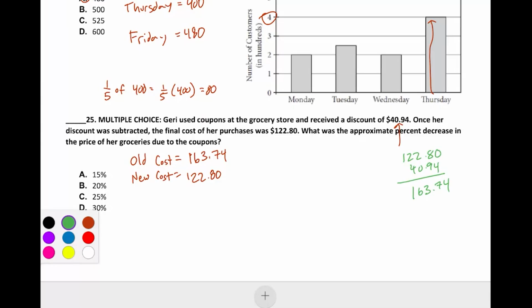Okay, now that we have that, we can set this up really no problem. We've got the new cost, which is $122.80, the old cost, which is $163.74, divided by the original cost, $122.80. So, time to once again, going back to your calculator, $122.80 minus $163.74 all over $122.80 gives me roughly negative 0.33. Now that negative, don't get thrown off by that. That just means it's going to be a decrease.